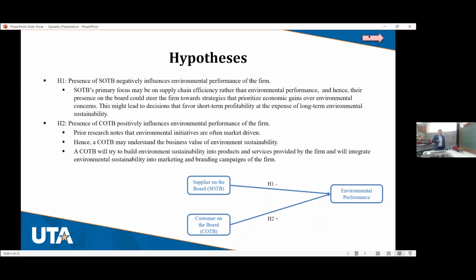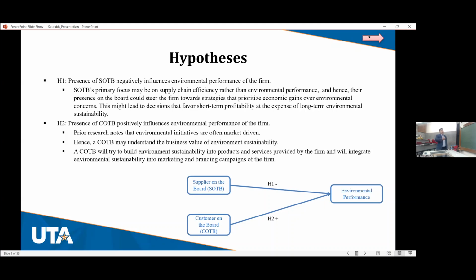On the other hand, market values sustainability, market values environmental performance. So a customer on the board is a representative of the customers, and may be more open to that, given that they are very long-term focused and understand the business value of being more environmentally conscious. And so having a customer on the board may lead to a positive influence on the environmental performance of the company. So these are two basic hypotheses.